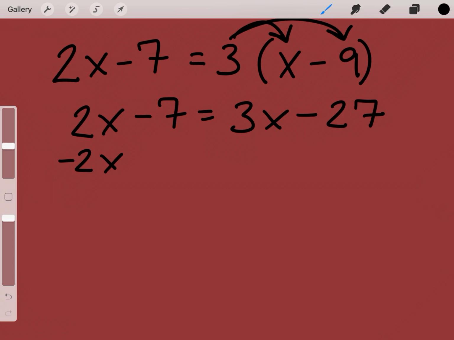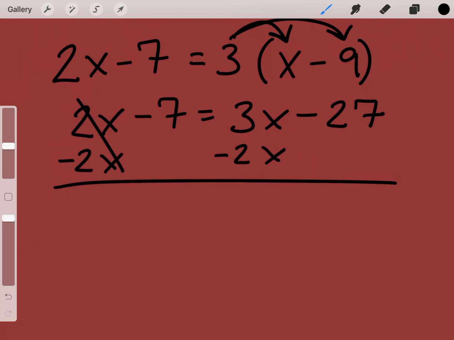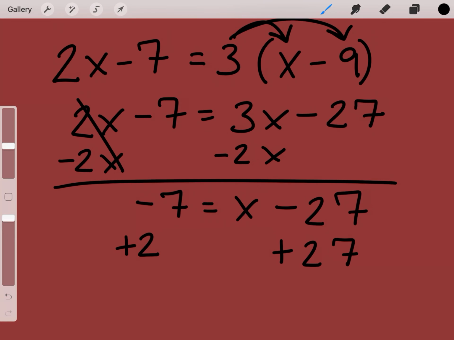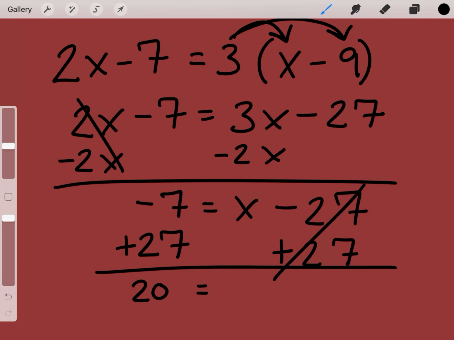I would have subtracted 2x on both sides, so I get all the x's on that right side of the equation, because 2x would eliminate that side. I'd be left with negative 7 equals x minus 27. And then from here, I would add 27 to both sides. 27 would go away on this side, leaving me with 20 equals x, and that would be my answer. All right.